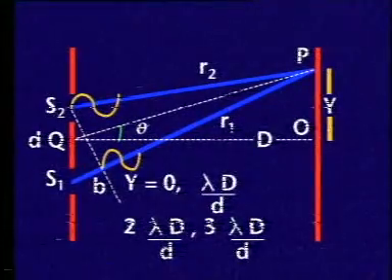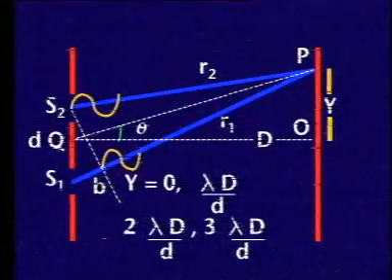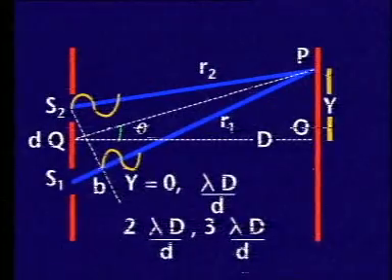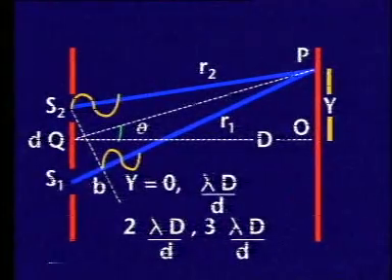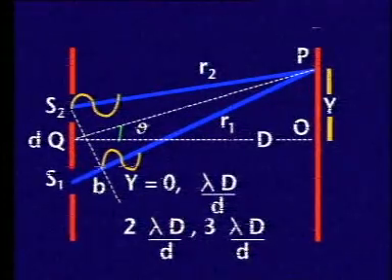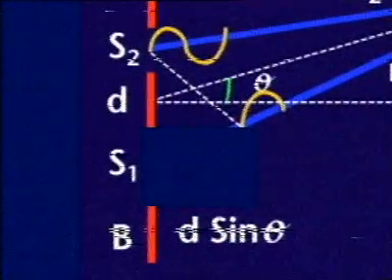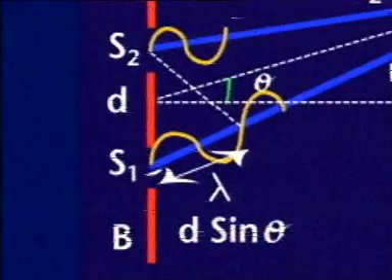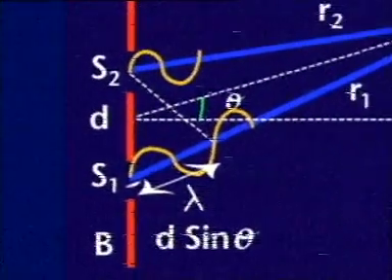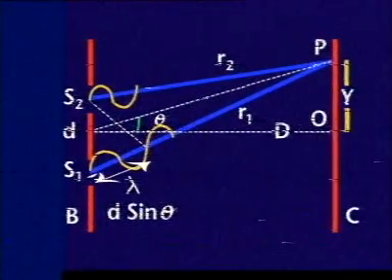Putting the values of m equal to 0, 1, 2, 3, and so on, we get different values of y as y is equal to 0, lambda D over d, 2 lambda D over d, 3 lambda D over d, and so on. At these distances from the center of the screen, we have bright bands. Now look at this situation. Here you can see the path difference d sine theta is equal to 1 wavelength lambda, and the two waves arrive at point P in phase. Point P will be on a bright region due to constructive interference.